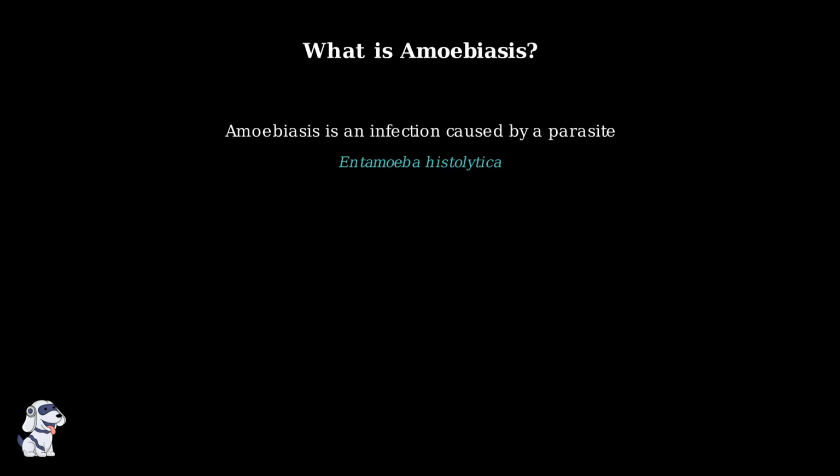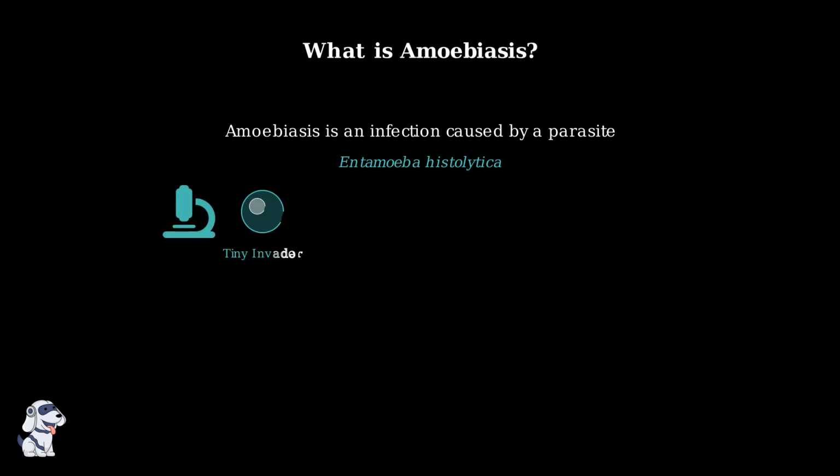Amoebiasis is an infection that affects millions of people worldwide. Understanding what it is and how it works is the first step in learning about this important health condition. Amoebiasis is an infection caused by a parasite called Entamoeba histolytica. This tiny organism is so small you need a microscope to see it.